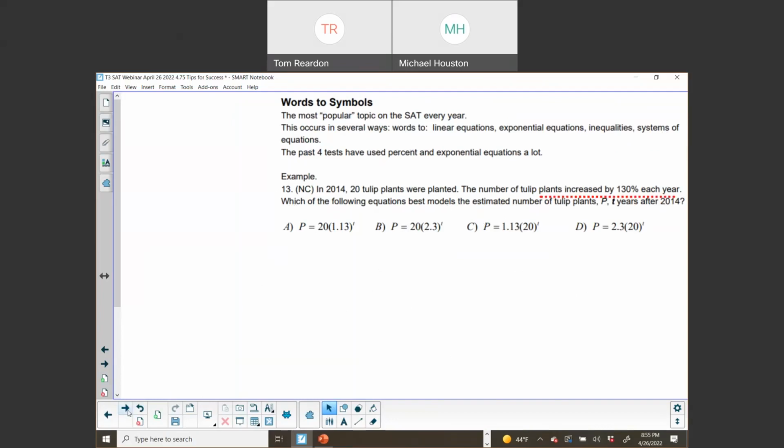I do have the answers to these. And it says increased by 130%, and a lot of students are going to go with 1.3, but it increased by that.